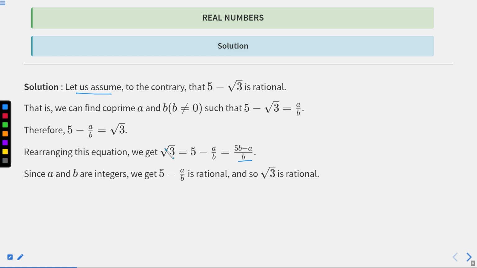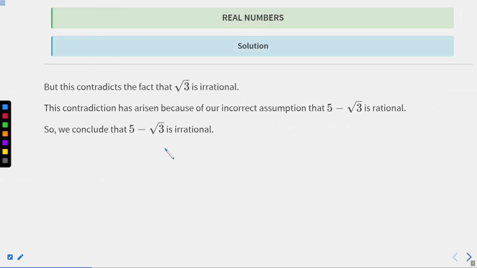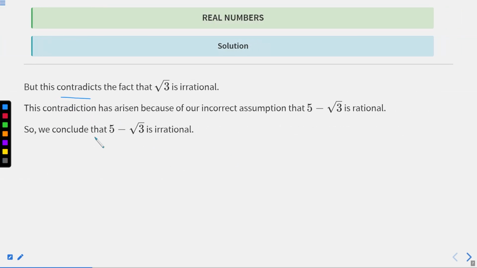Okay, so in our previous lecture, here this contradicts the fact that root 3 is a rational number. This contradiction has arisen because of our incorrect assumption that 5 minus root 3 is a rational number. So our assumption that 5 minus root 3 is a rational number is incorrect. That is why this contradicts the fact that root 3 is an irrational number. So we conclude that 5 minus root 3 is an irrational number.